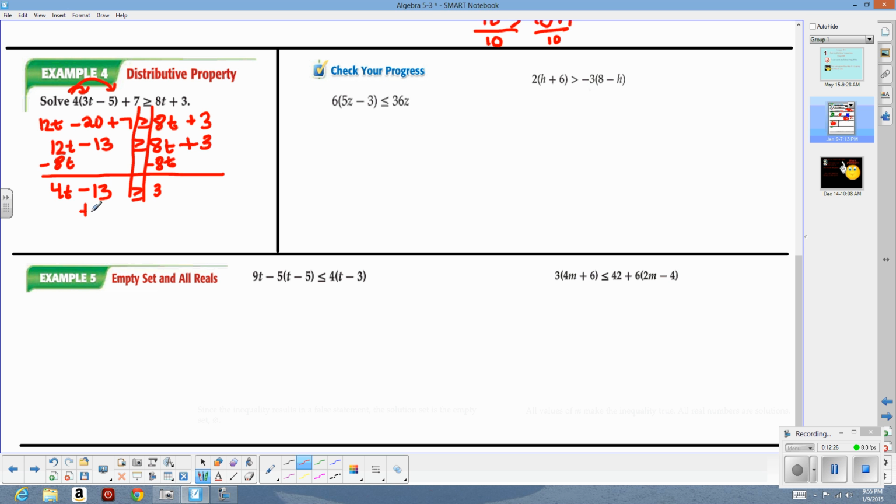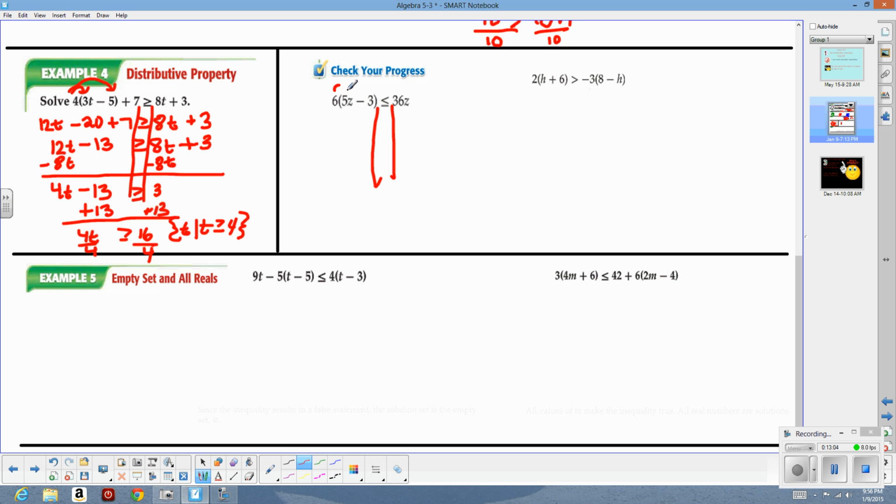Then add 13 to both sides. 4t is greater than or equal to 16. Then divide by 4. We end up with t is greater than or equal to 4. You may want to pause the video and try the next two on your own.